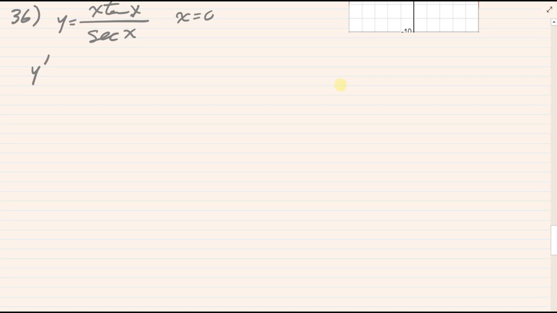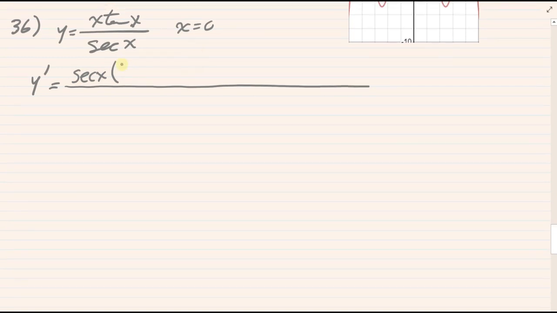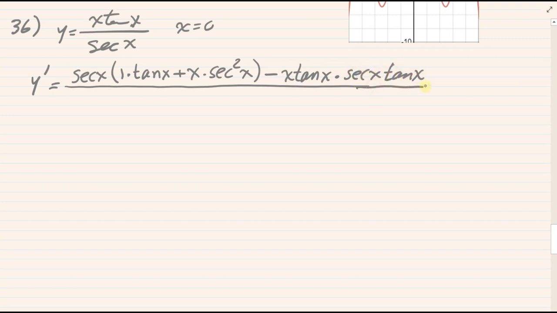Okay, so here we go. So I'm going to have this long fraction line. So it's the denominator times derivative of the numerator, which is the product of x tan x. So for that, I'm going to do derivative of first times second, plus first times derivative of tangent, which is secant squared x. Okay, and then we're going to subtract the numerator, x tan x, times derivative of secant, which is the denominator. That's going to be secant x tan x, all over the square of the denominator.